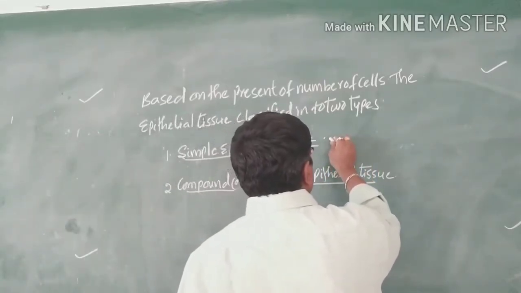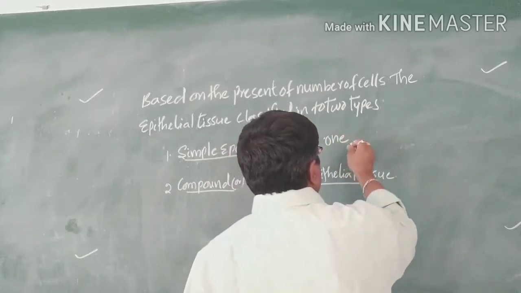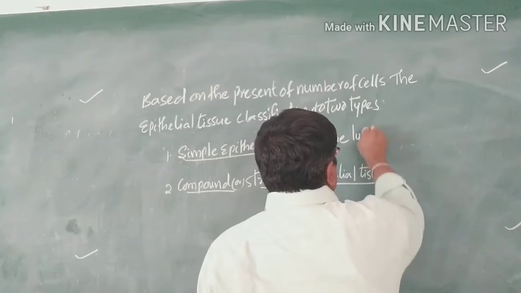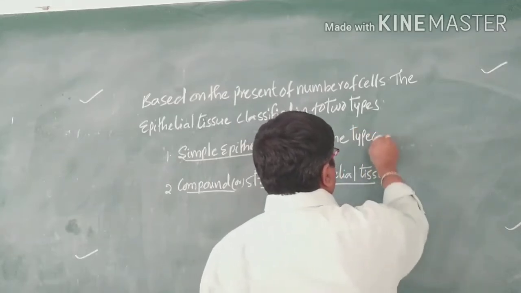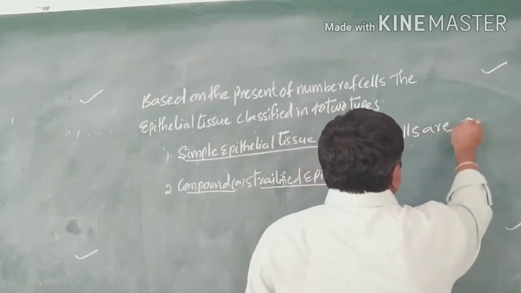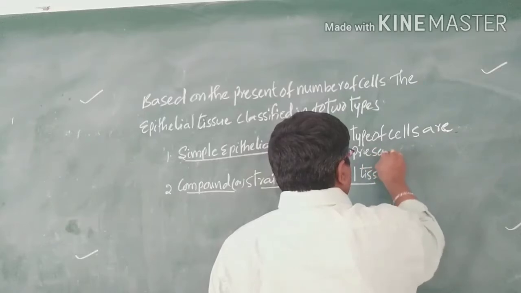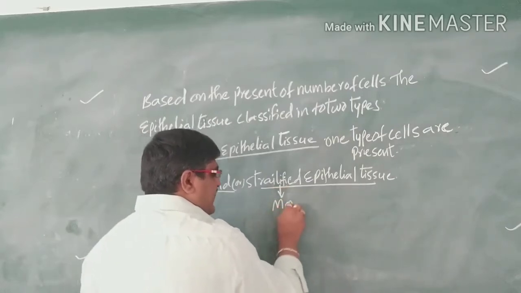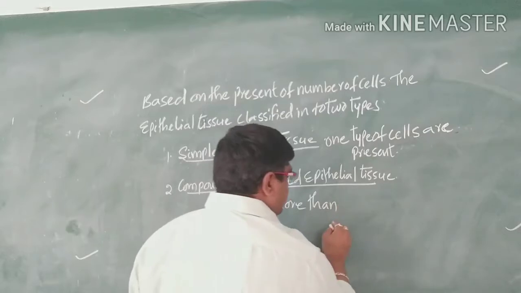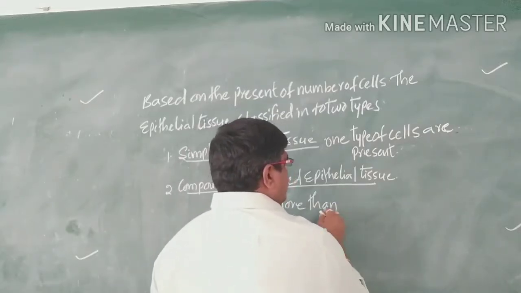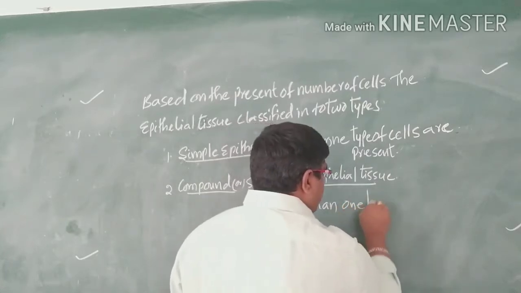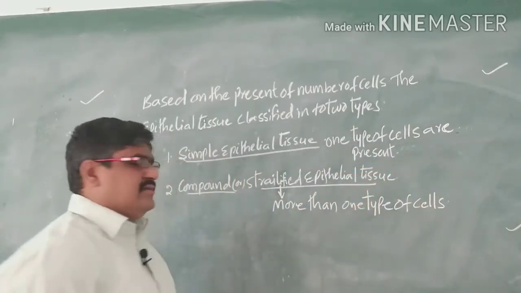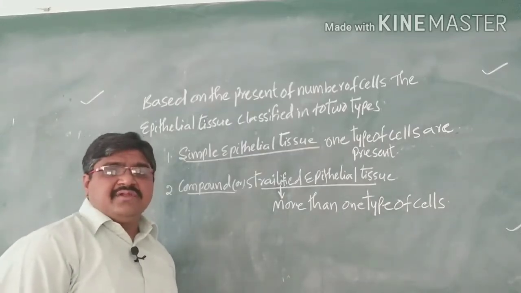Simple means one type of cell is present, and we call them epithelial cells. And if more than one type of cell, two to three types of cells, are present, then we can call them compound or stratified epithelial cells.